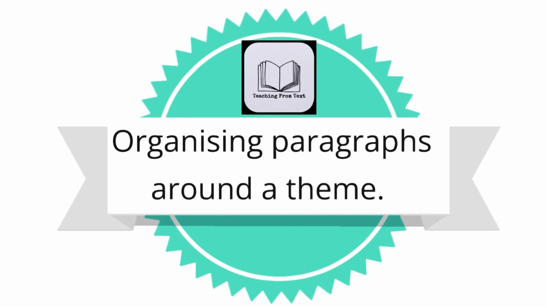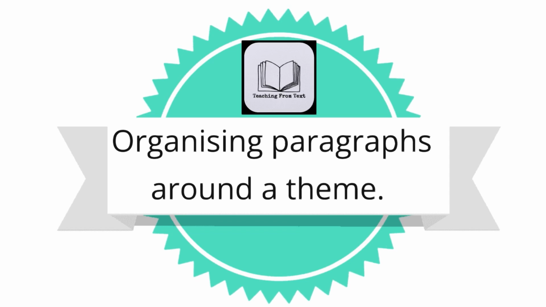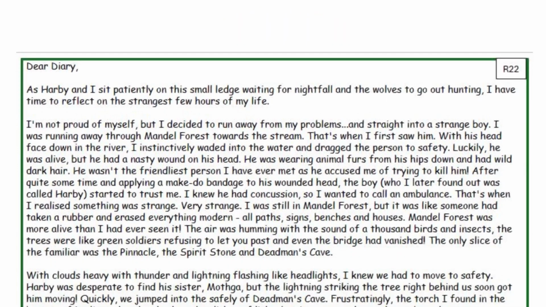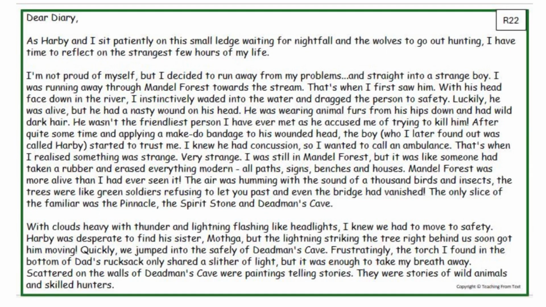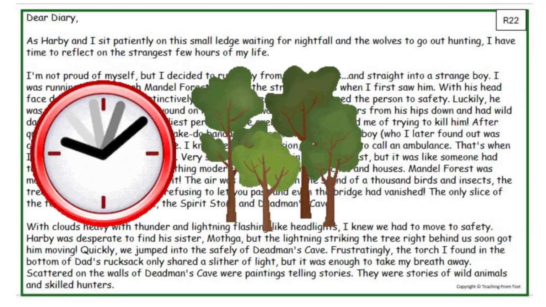Organising paragraphs around a theme. A paragraph is a collection of sentences written as one block of writing about the same theme. Paragraphs have a line between them, so you can easily spot them, and it makes the text easier for the reader to read. Paragraphs are used to show the passing of time, place, or theme.